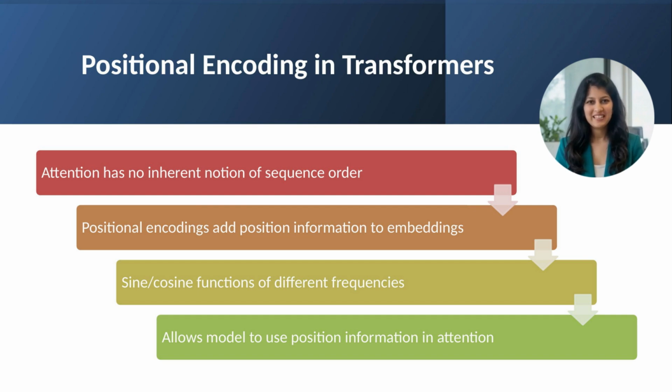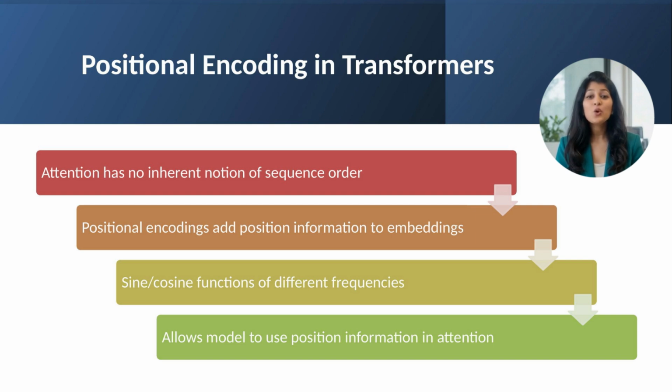For position pos and dimension i, the original paper uses PE(pos, 2i) = sin(pos / 10000^(2i/d)), and PE(pos, 2i+1) = cos(pos / 10000^(2i/d)). These sine and cosine functions of different frequencies create unique positional signatures.